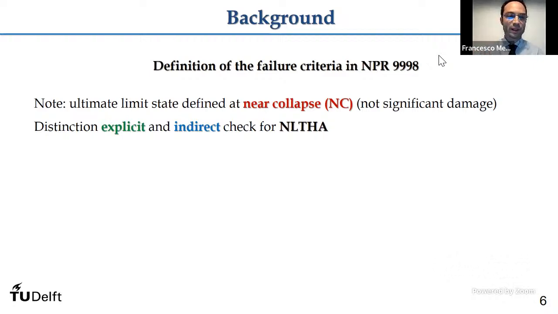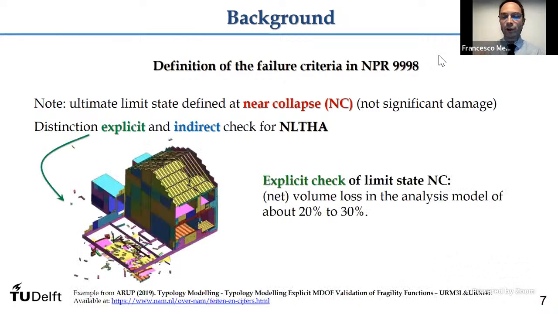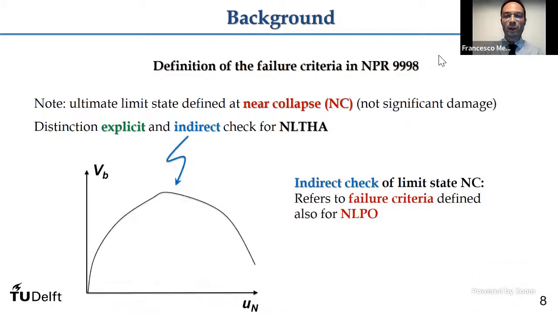First of all, there is a distinction between explicit and indirect checks for the nonlinear time history analysis. The explicit check refers to a net volume loss in the analysis model of about 20 to 30%. It's not defined in an extremely specific, precise way, but typically the collapse progression leads to a point which is quite easy to identify as near collapse. This is of course possible when the finite element analysis is performed with an explicit solver. With implicit solvers, it is needed to refer to indirect checks.